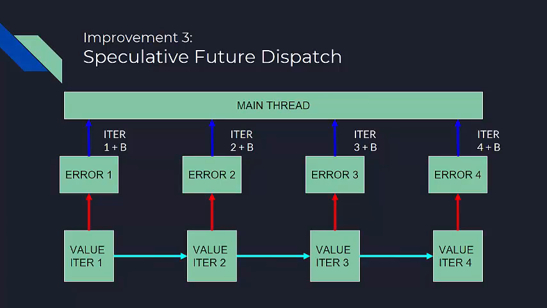And then the last bit that we have was basically what he calls speculative future dispatch, which I'm going to let you explain that one. Basically, this is the basic dependency structure we got here. We got a set of value iterations. Each future one depends on the previous one. We got a set of errors. Each one depends on its current one.